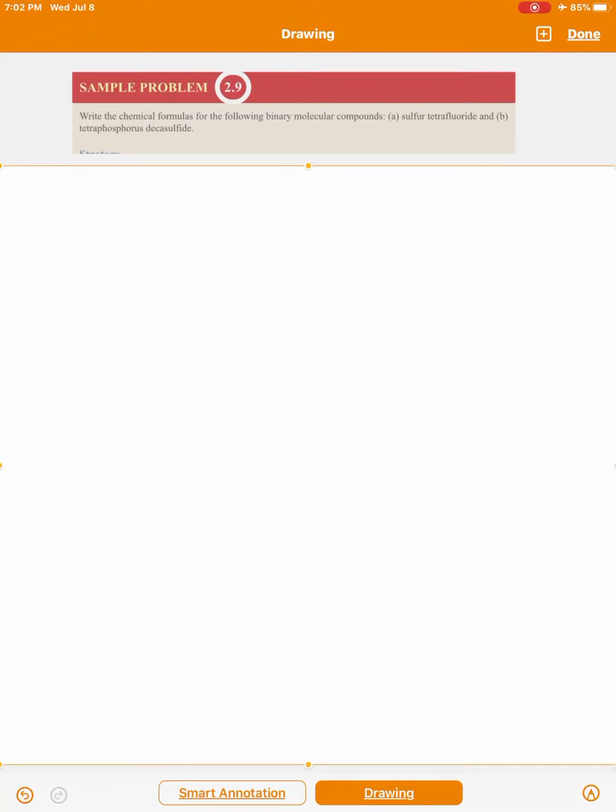Sample problem 2.9. Write the chemical formulas for the following binary molecular compounds: sulfur tetrafluoride and tetraphosphorus decasulfide. Okay? So notice the prefix. When you hear the prefixes, that's telling you right there it's a molecular compound.